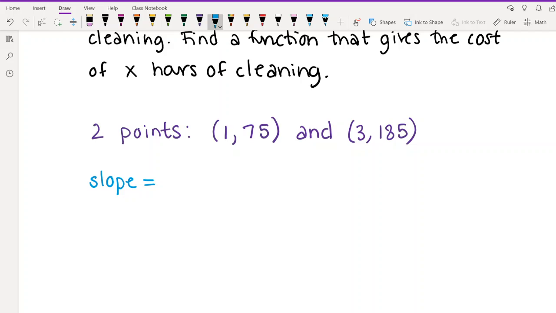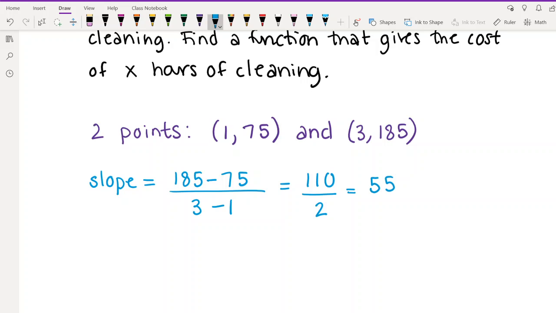So we're just going to proceed from here just like the last problem. To find the slope, we take our 2 points and we do our change in y over our change in x. So we're going to do 185 minus 75 divided by 3 minus 1. So 185 minus 75 is equal to 110. 3 minus 1 is 2. And then 110 divided by 2 is 55. So that is our slope.